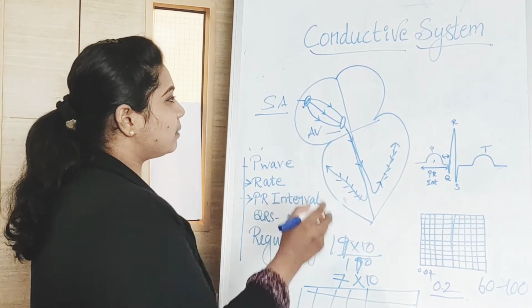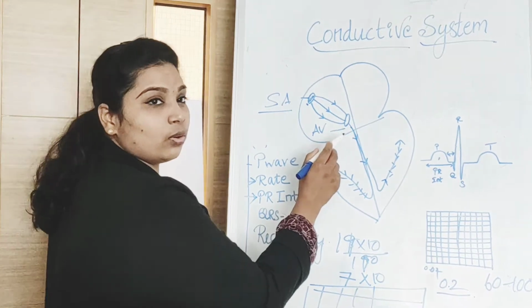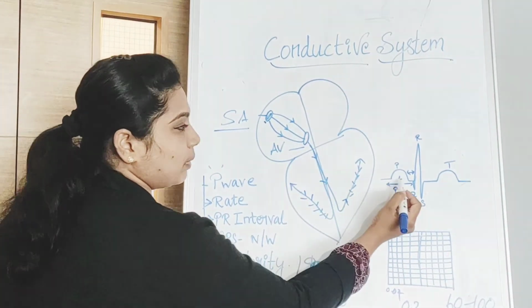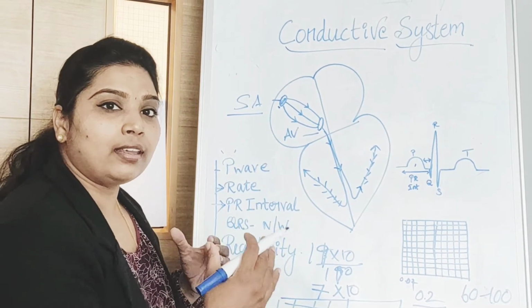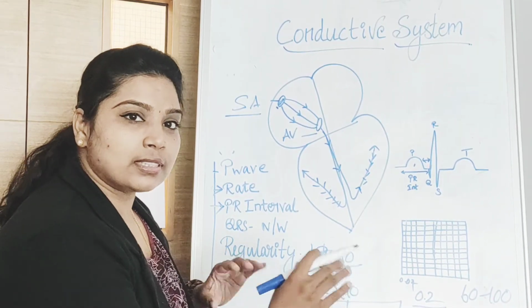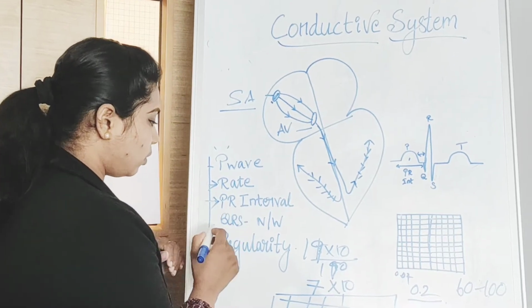So when the rhythm is getting transferred from SA to AV node, if there is any block, this PR interval will be prolonged. So if you find any prolonged PR interval, it means there is a heart block. So there is also a criteria.